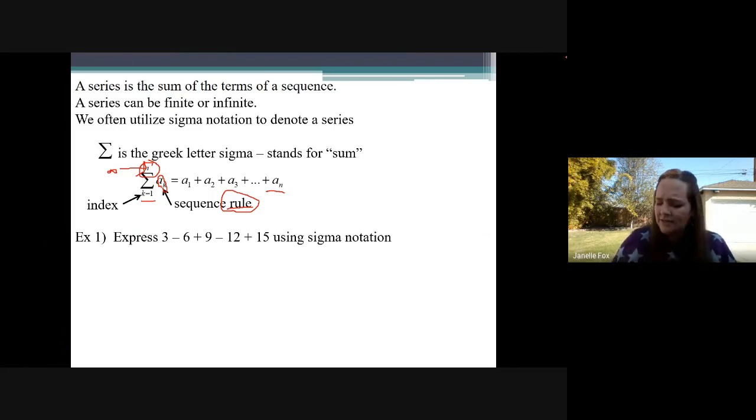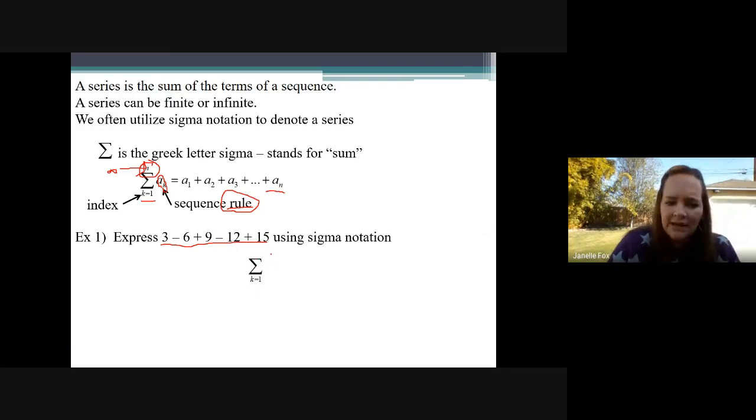Okay, example number 1 says we're going to express this using sigma notation. Literally, all you're doing for this one is writing a rule for it and putting it in sigma notation. So we start with the sigma, and we start by writing k equals 1 on the bottom.